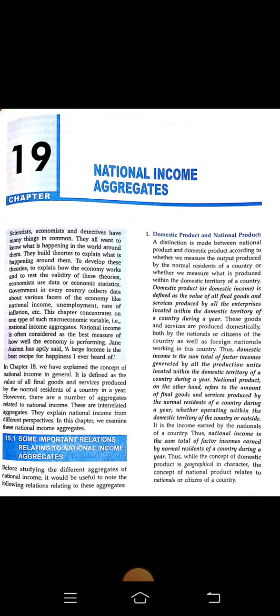Thus, we can say that the domestic income is the sum total of factor incomes generated by all the production units located within the domestic territories of a country during a year. National product, on the other hand, refers to the amount of final goods and services produced by the normal residents of a country during a year, whether operating within the domestic territory of a country or outside. So thus national income is the sum total of factor incomes earned by normal residents of a country during a particular year. The concept of domestic product is geographical in character. The concept of national product relates to the nations or citizens of the country.